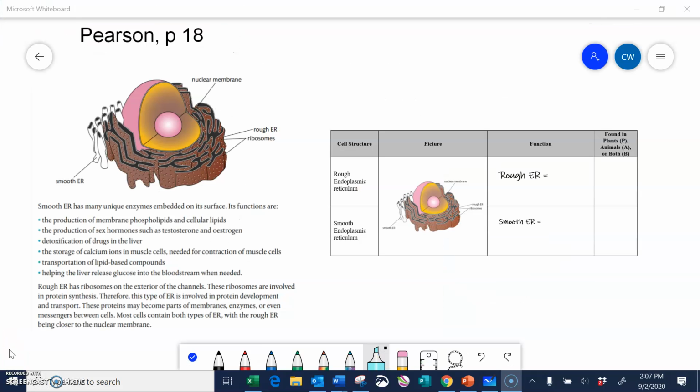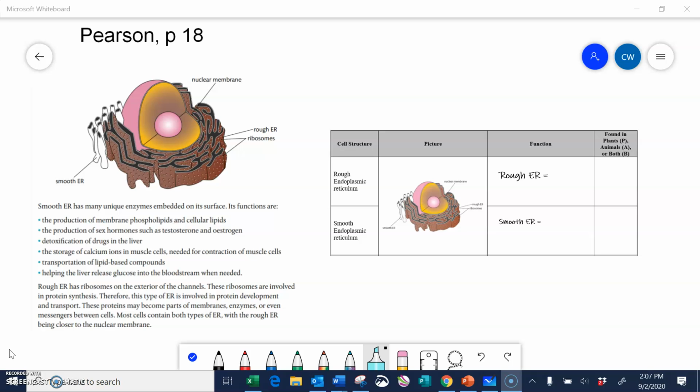So I have turned to the Pearson text to page 18, where I see the picture of the ER, and I also see some description here. And as I read through this, the first part is about smooth ER, and it talks about the production of membrane phospholipids and cellular lipids, and I know lipids are fats. It talks about the production of sex hormones, detoxification of drugs in the liver, storage of calcium ions in muscle cells, and so on. As I'm reading this, I see that some of these bulleted points are highly specific.